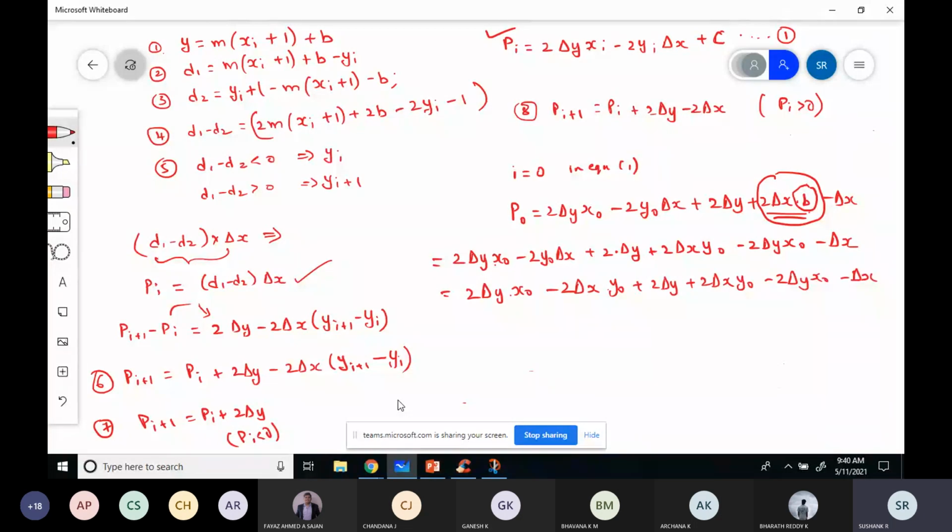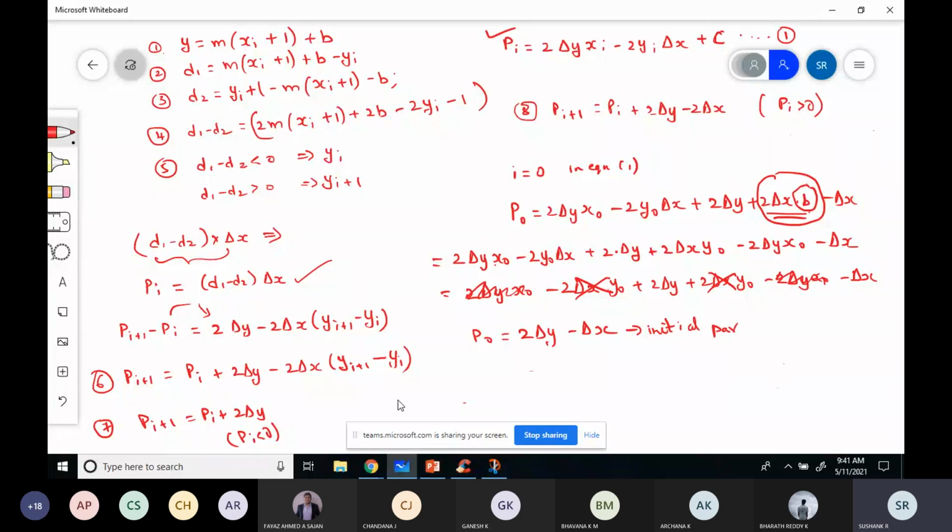So delta x y naught minus 2 delta x y naught plus 2 delta x y naught. So this and this will get cancelled. This and this will get cancelled, and 2 delta y x naught minus 2 delta y x naught. So this and this will get cancelled. So P naught, the initial point, will be 2 times delta y minus delta x. This is one equation. So this is the initial parameter.